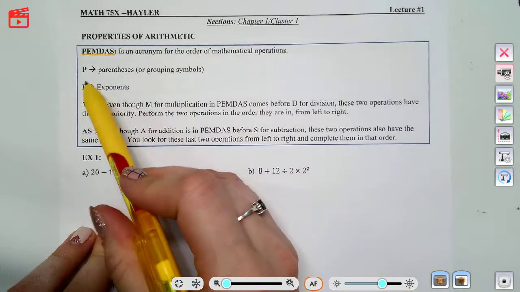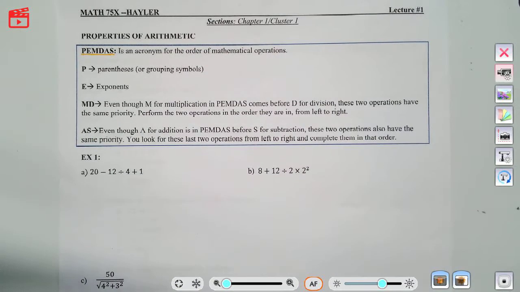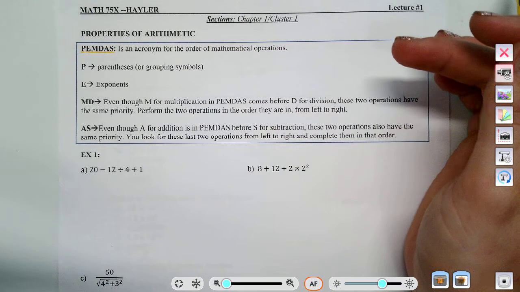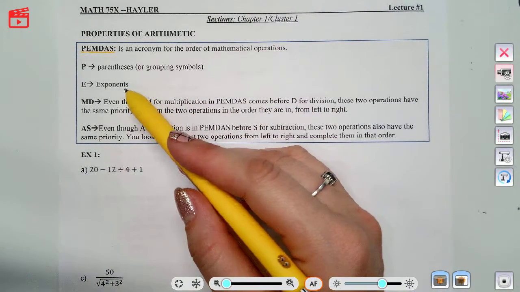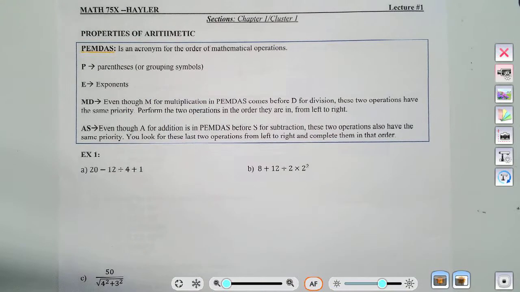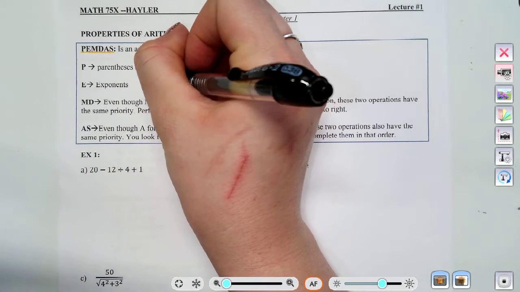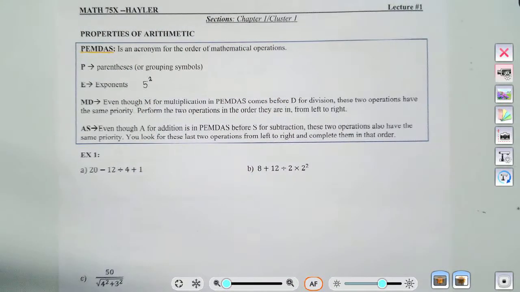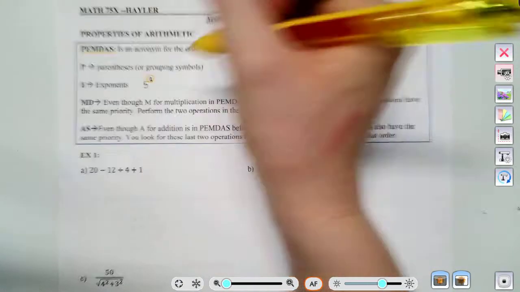The P stands for parentheses. So if you see parentheses, or in this case it says a grouping symbol, you're going to start with those first. Once you've done that, then you look to see if there are any exponents. As a refresher, if you have a number 5 raised to some power, that little 2 there is the exponent, and the base is 5.